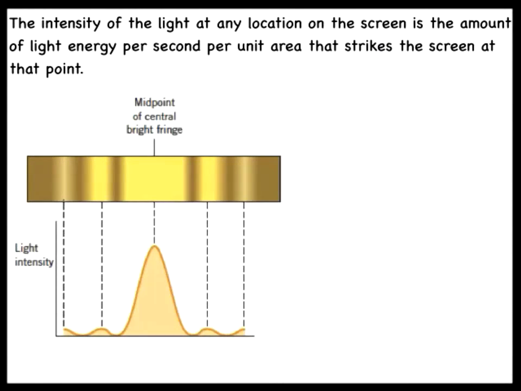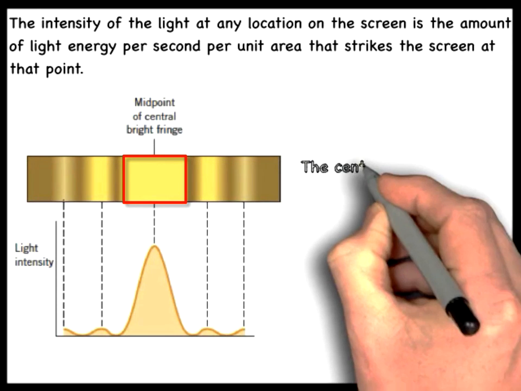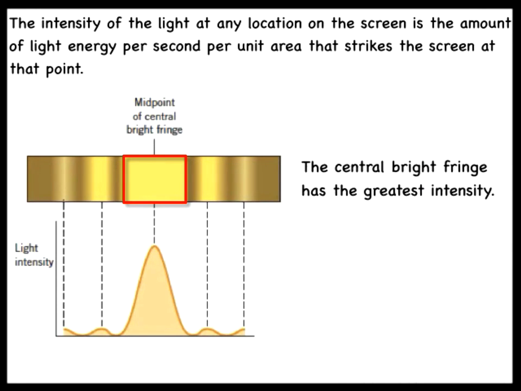The brightness of the fringes is related to the light intensity, just as loudness is related to sound intensity. The intensity of the light at any location on the screen is the amount of light energy per second per unit area that strikes the screen at that point. The figure shows a graph of the light intensity along with the single slit diffraction pattern. The central bright fringe, which is approximately twice as wide as the other bright fringes, has by far the greatest intensity.